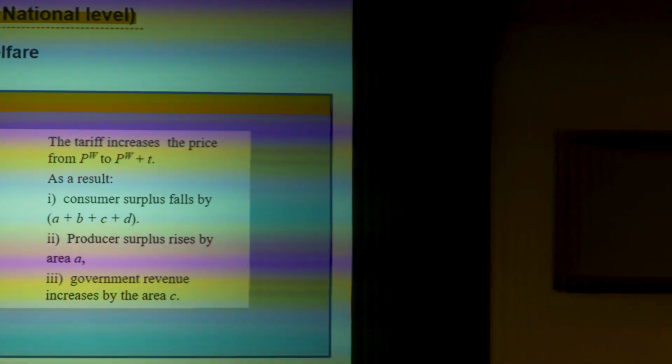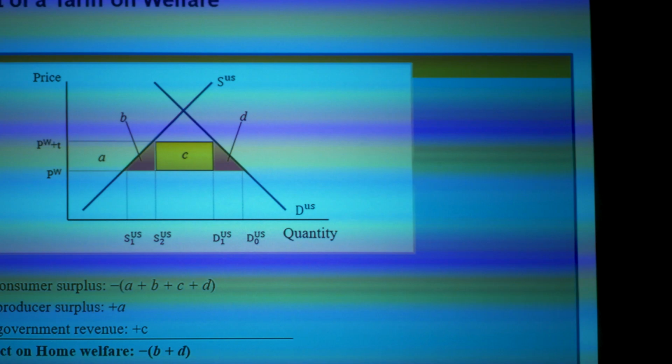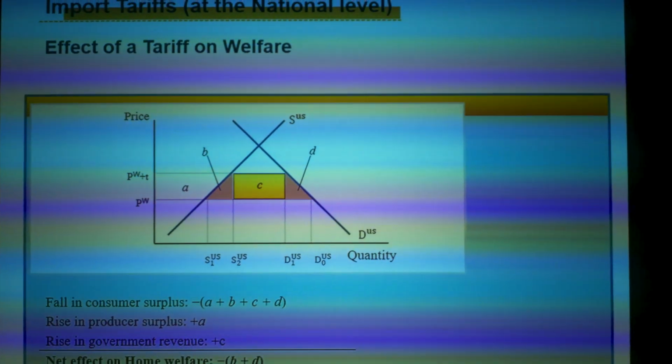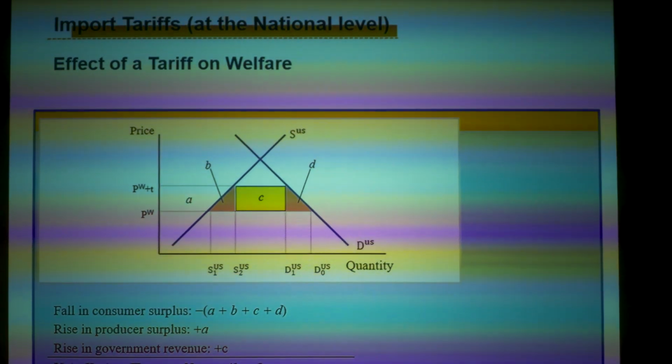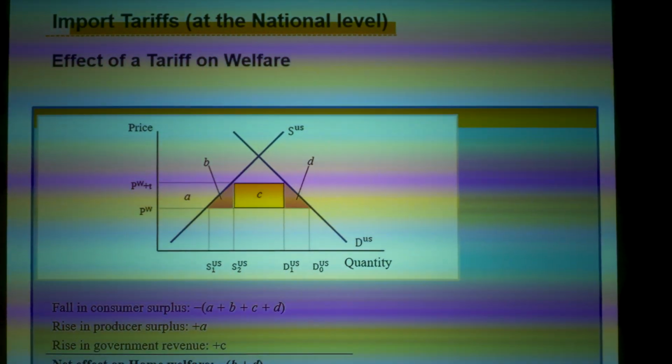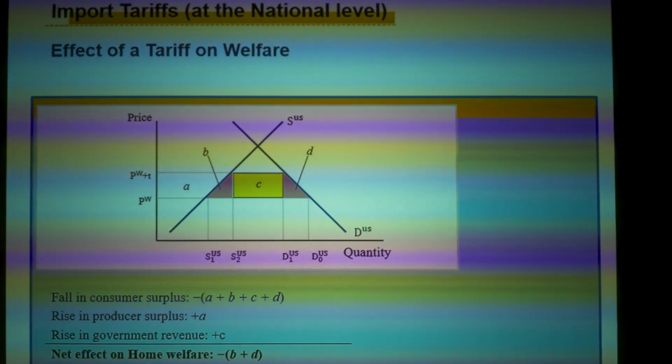So now we just want to add this all up, okay? I'll just redraw that diagram a little bit bigger. We had a fall in consumer surplus of A plus B plus C plus D. We had a rise in producer surplus of A. We got the rise in tariff revenue, new revenue. I'll just draw that in yellow, that's C.